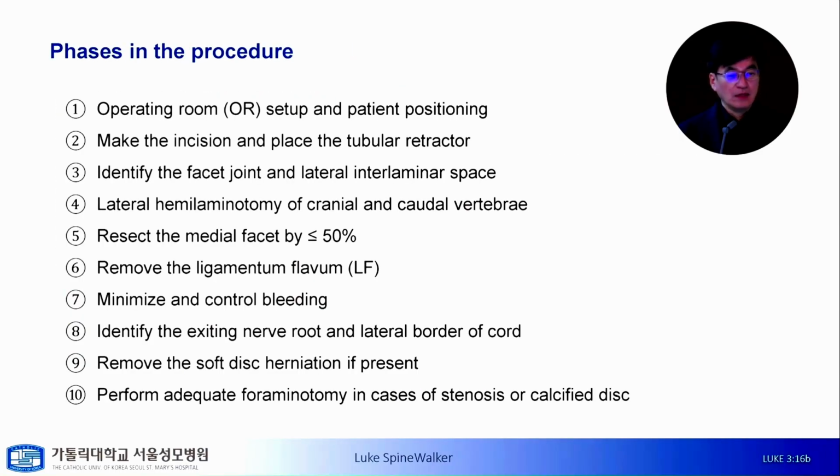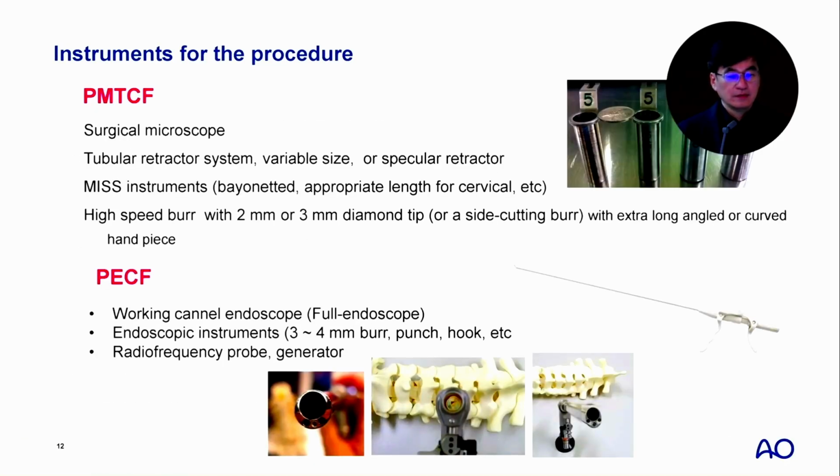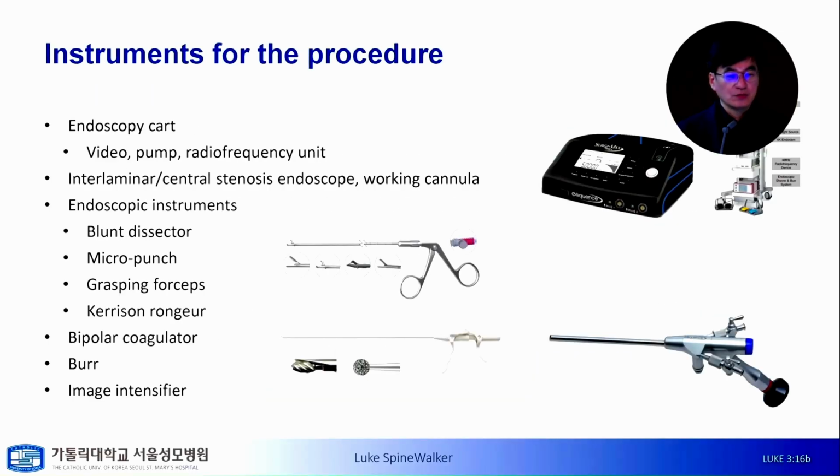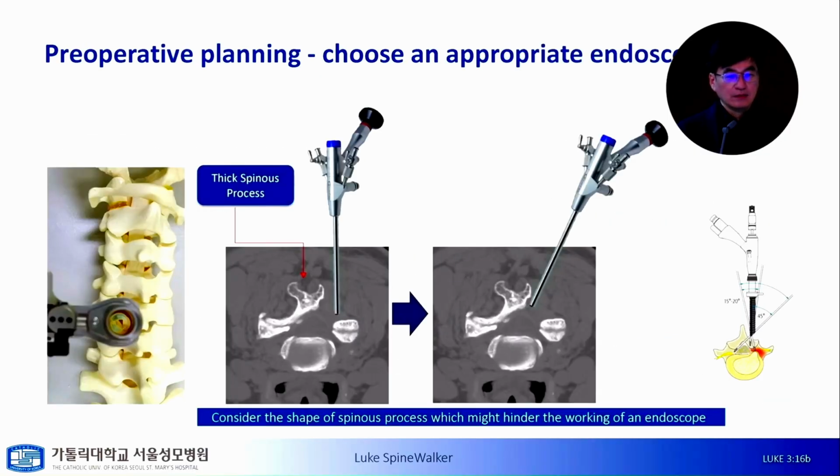These are the basic phases in the OR. I won't describe all the steps from 1 to 10. This is truly basic. You can find the tube and the endoscope. Basically it's the same in the name of the tube, but the instrument is totally different, as you know. And choose the appropriate endoscope.